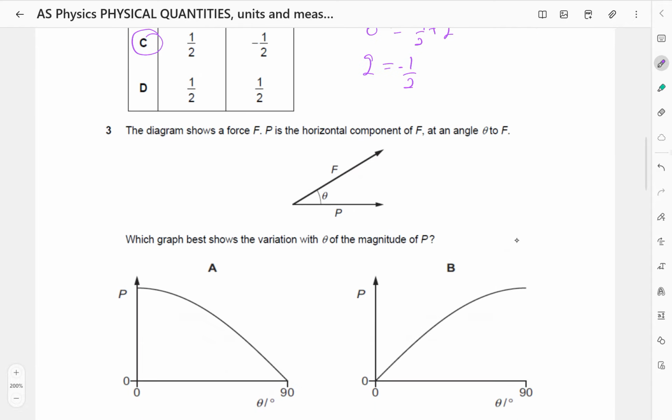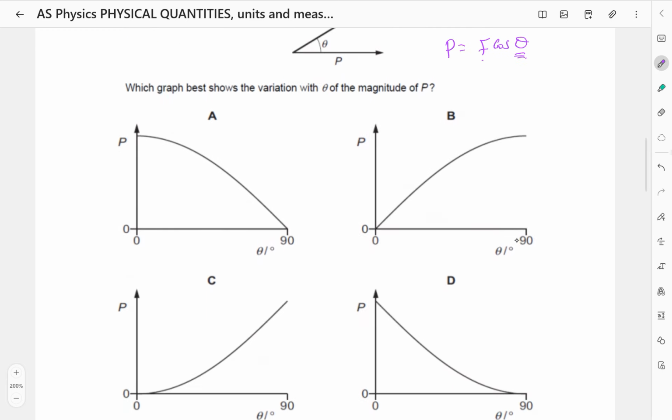The diagram shows a force F. P is the horizontal component of F at an angle theta to F. Remember, the horizontal component P must be equal to F cos theta. We resolve F in the horizontal. So when theta is 0, P is equal to F. Our graph starts from a certain value on the y-axis, so P cannot be 0, so B is out, C is also out.